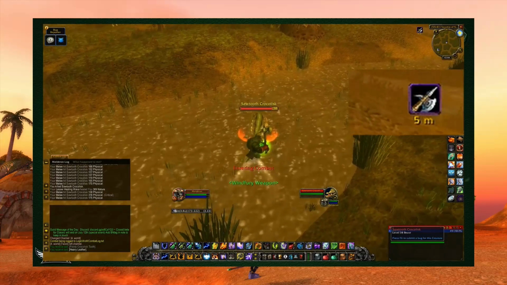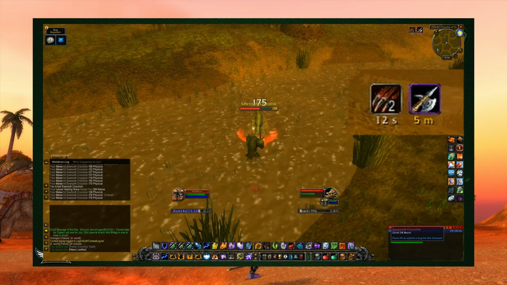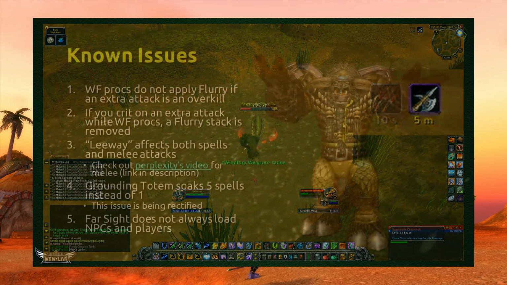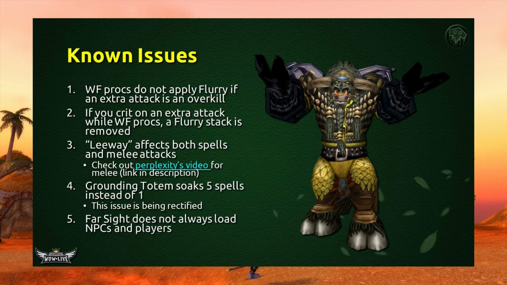I don't think this is correct because, going back to our videos in the past of Unbreakable and stuff like that, no extra attack should consume a Flurry proc, and it doesn't do it if it doesn't crit. It only does it if it crits.